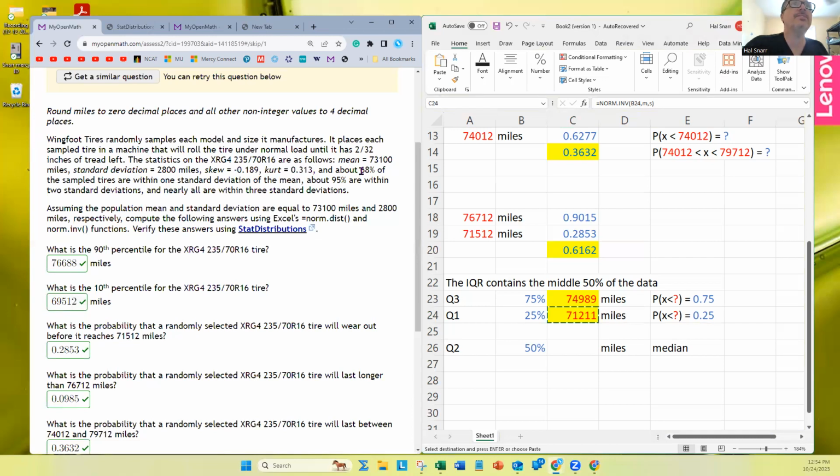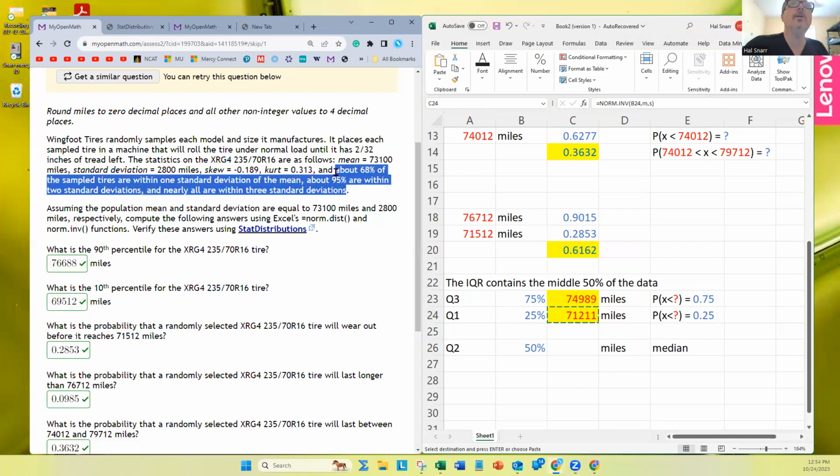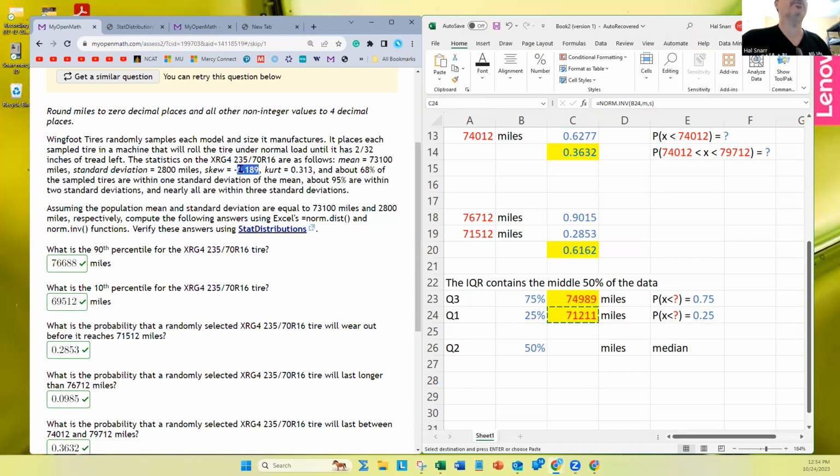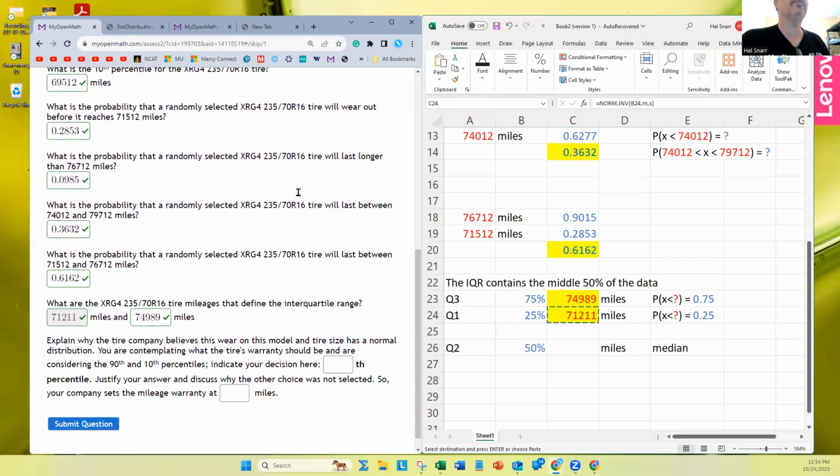And 68% of the sampled tires are within one standard deviation. About 95% are within two standard deviations. And nearly all are within three standard deviations. This is the empirical rule. And normally distributed data follow the empirical rule. So we got 3 check marks there. That's probably close enough to zero, and that's probably close enough to zero. So we conclude the distribution is probably normal, right?